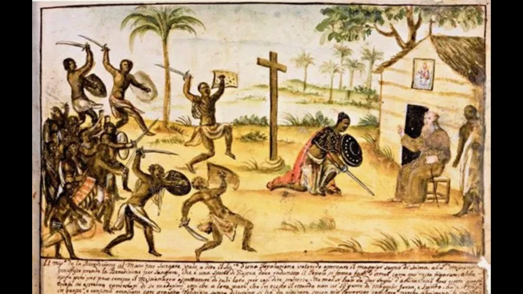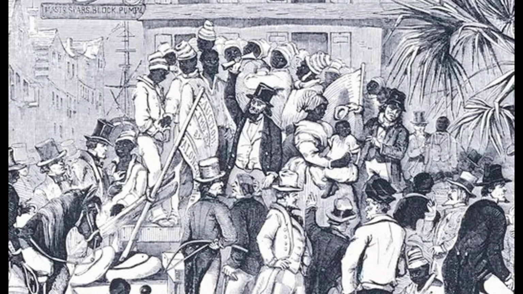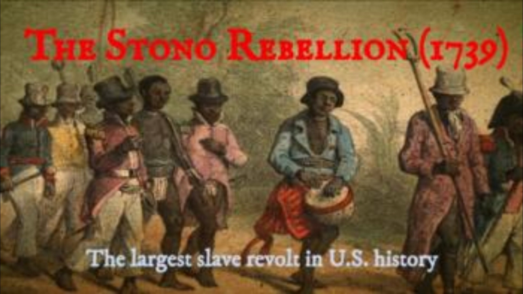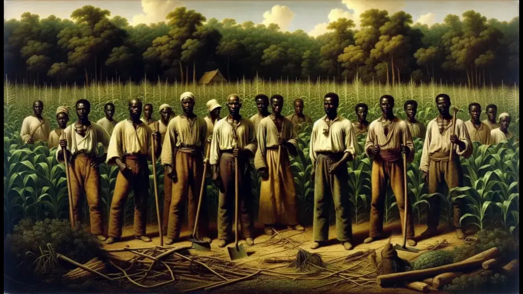The group displayed banners and drums, signaling their intent for freedom, and continued their march. However, they were soon confronted by a militia of armed colonists. After a fierce battle, many rebels were killed, while others were captured and later executed. Some managed to escape, but most were eventually caught.